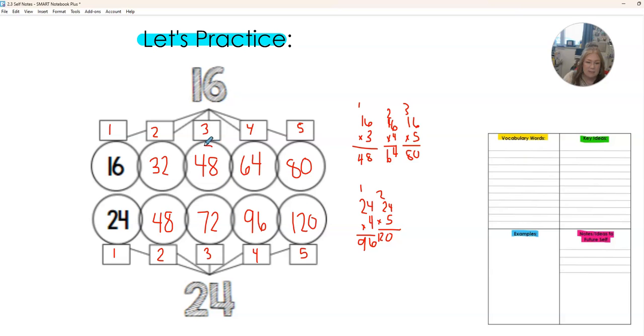48? Oh, yes, they both have 48. So I'm going to circle up my multiple that they have in common. So the littlest number that they both have in common when we multiplied is 48. So the LCM of 16 and 24 is 48.